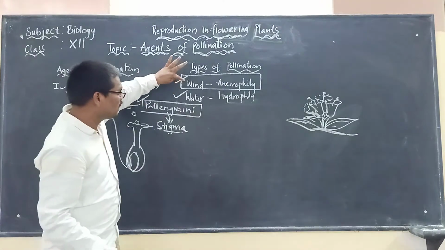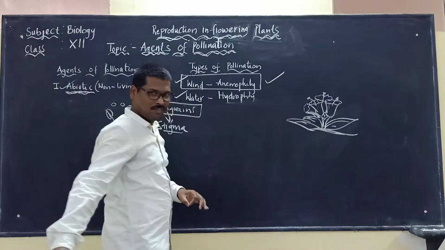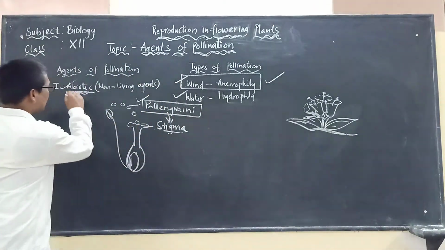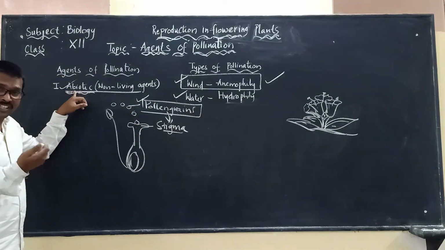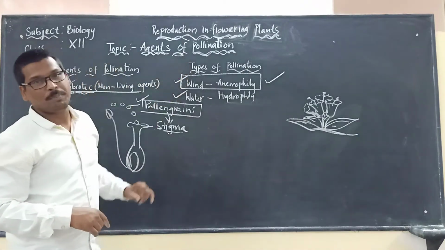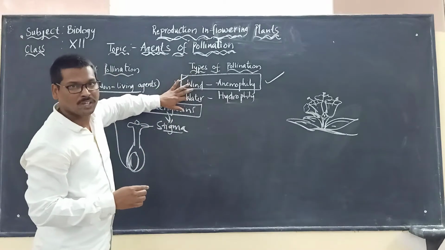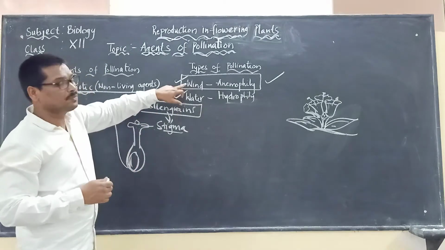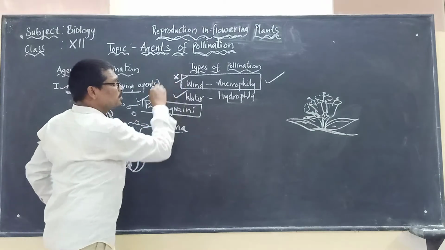Here, if you are looking at wind and water pollination, wind pollination is more common and very familiar. More plants undergoing pollination by abiotic agents will prefer wind pollination. So wind pollination is more popular among these two, wind and water. Most of the plants prefer wind pollination. That is also a very important point that we have to keep in mind.